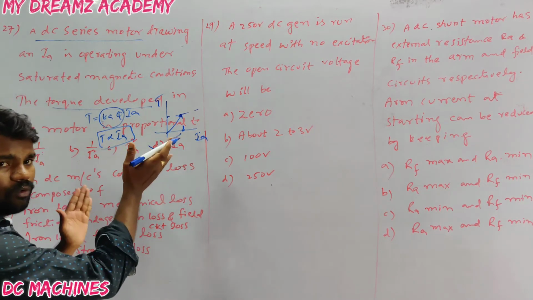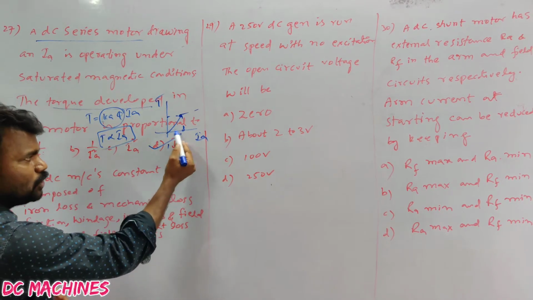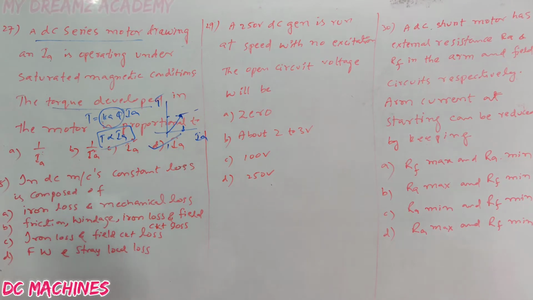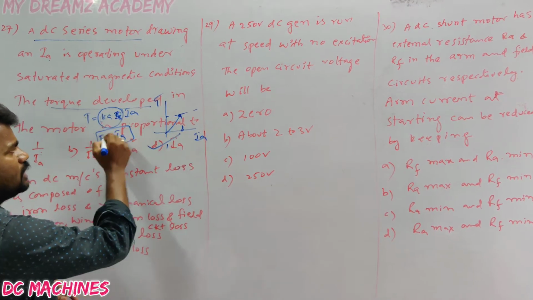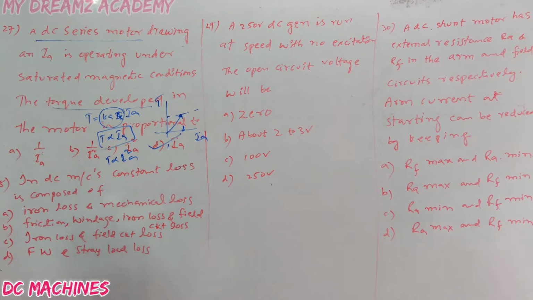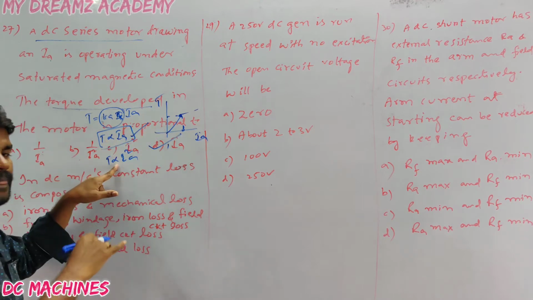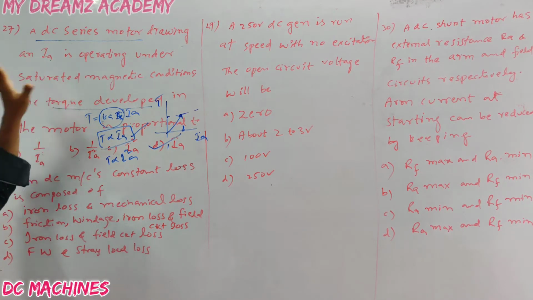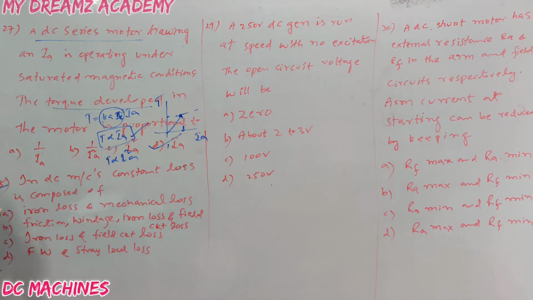Sometimes below saturation, the torque is directly proportional to the square of the armature current, because the flux is also varying with the current. So that is the below-saturated condition, and this one is the saturated condition, or above. These two conditions are important for this question, right? Okay, next we go to the 28th question.